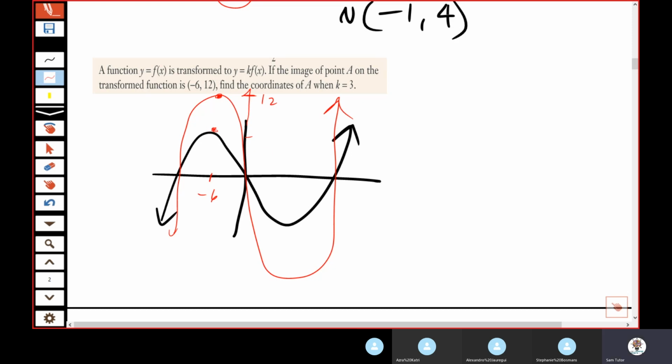Alex, you want to tell me the answer for what A would have been? Oh, so it's been tripled? Yeah. So would it be 4? Yeah, right? (-6, 4).